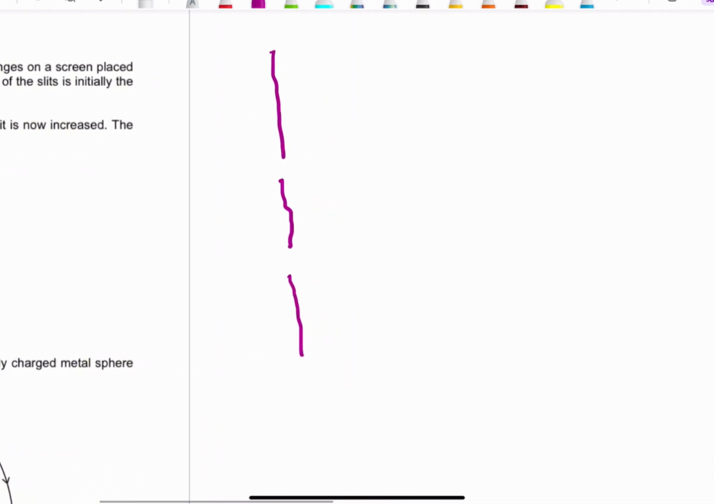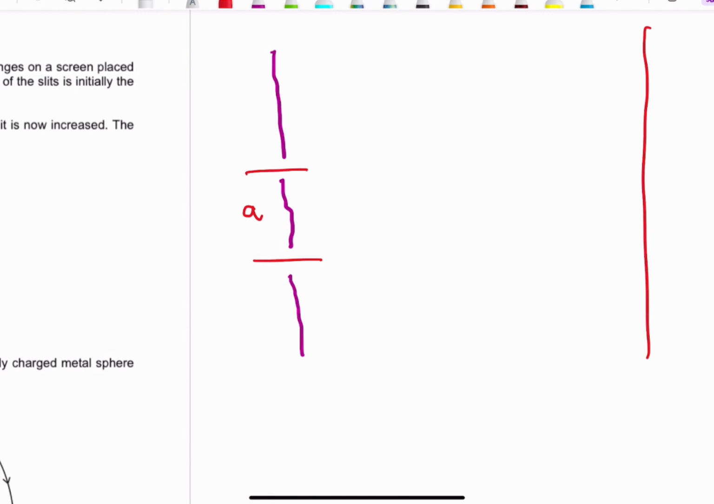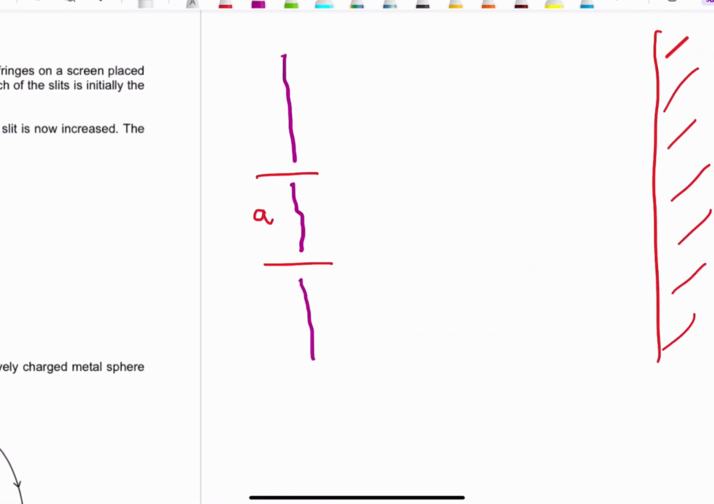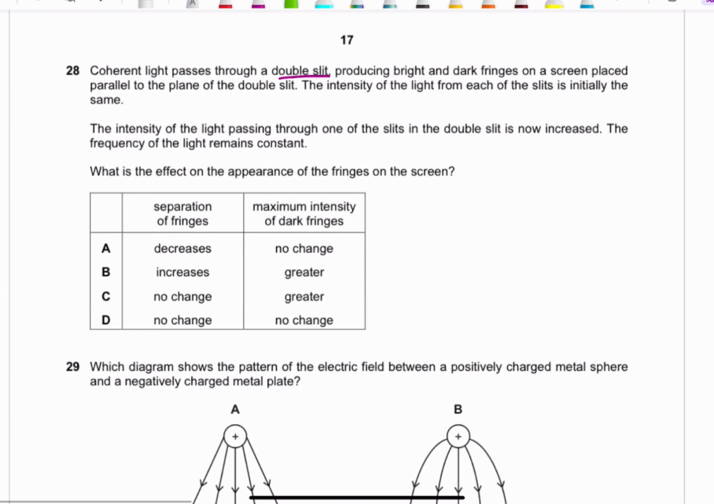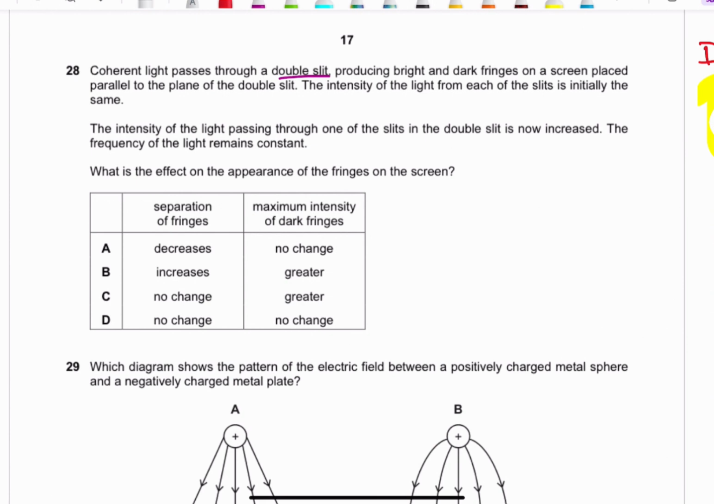And then we have this is our value of a. And then we have a screen. Let's put a screen over here that we'll be using for detecting. This is our screen. And the intensity of light coming from each slit is initially the same. So I have light coming here that will meet there, and light coming there, and the intensity is initially the same. But the intensity passing through one slit is now increased. So the intensity passing through this slit is actually increased.